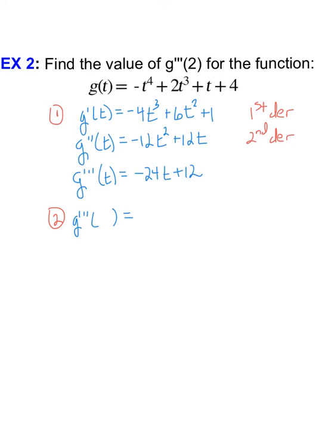We're going to plug in a value of 2 for every t. So negative 24, plug in that value of 2, and so that gives me negative 48 plus 12, and I get a final value of negative 36. So the value of the third derivative of the g function of 2 is negative 36. So now you get to try.